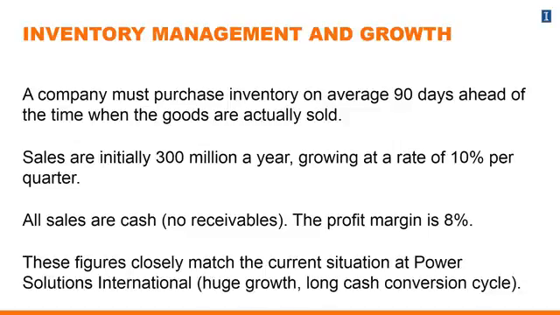And if you're wondering where I got those numbers from, we can actually show that these figures closely match the current situation at Power Solution International, the distributor that we just talked about when we discussed working capital ratios. They have a situation with very high, huge growth. 10% a quarter is a huge growth rate, combined with a very long cash conversion cycle.